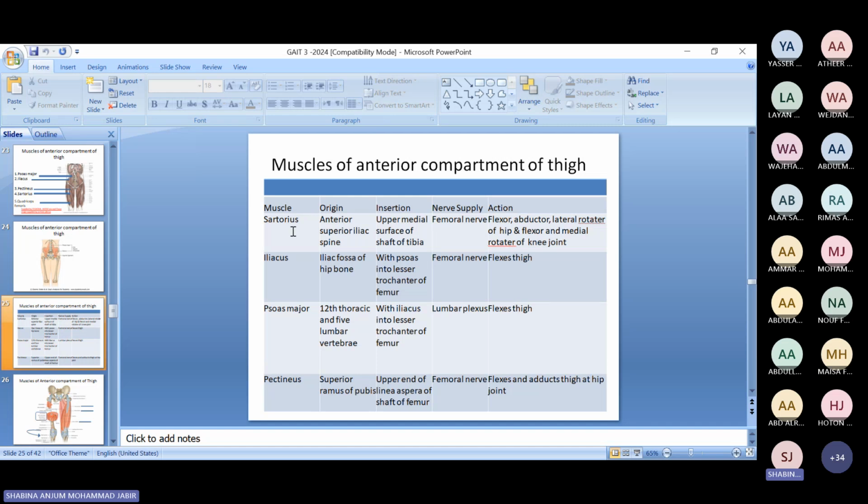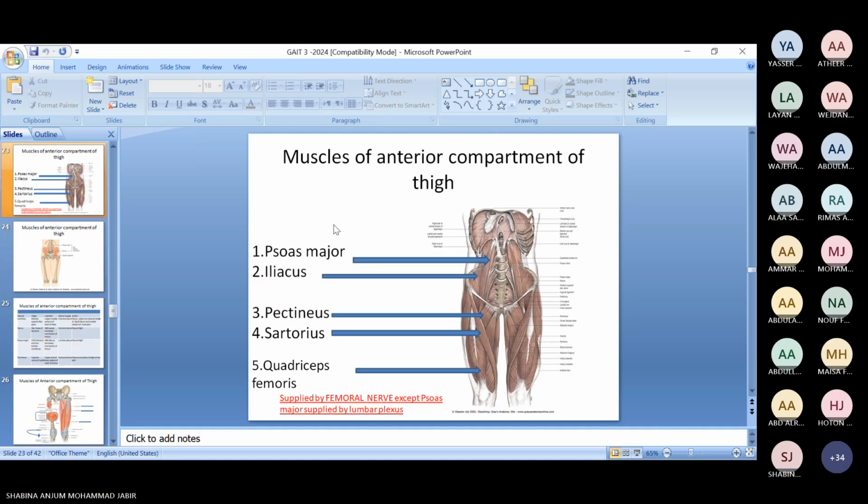What about the sartorius? If you see, the sartorius is a very long muscle. It is crossing the hip joint as well as the knee joint. It takes origin from the anterior superior iliac spine. Where is the anterior superior iliac spine here? Here. It is taking origin from the anterior superior iliac spine, on the lateral side. Then you can see it is crossing the thigh, and it is going to insert over the medial side of the tibia. So it is crossing your hip joint as well as your knee joint.